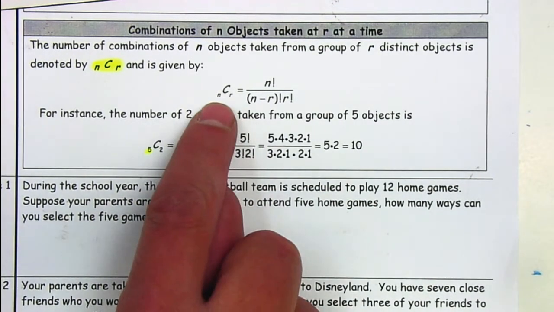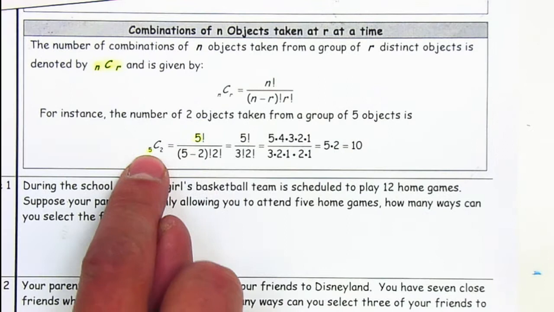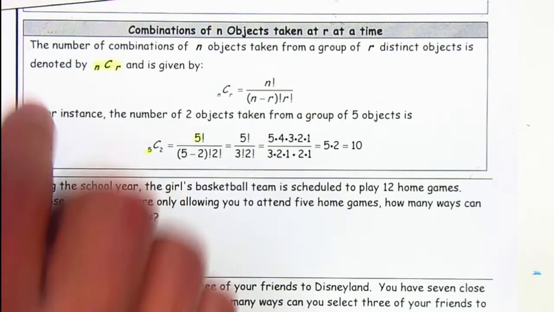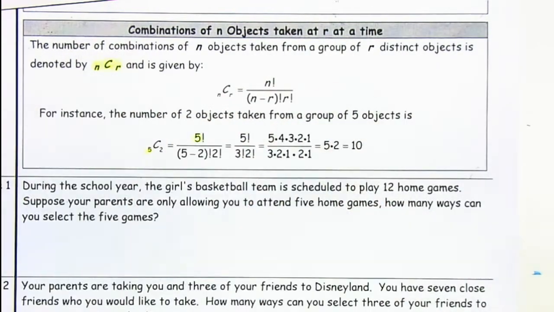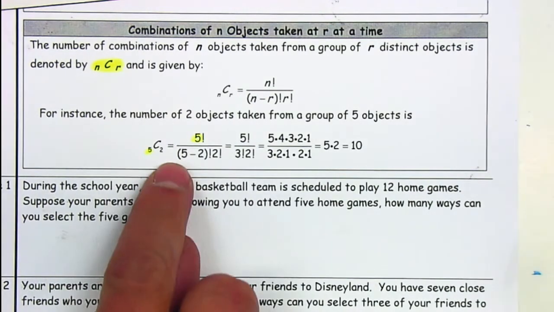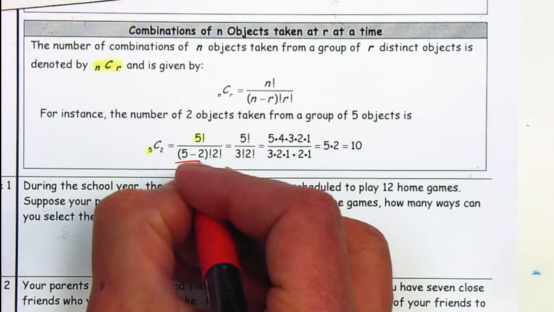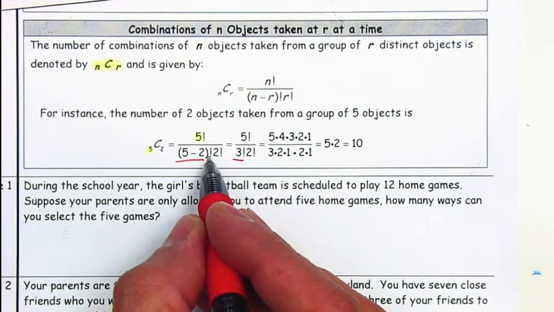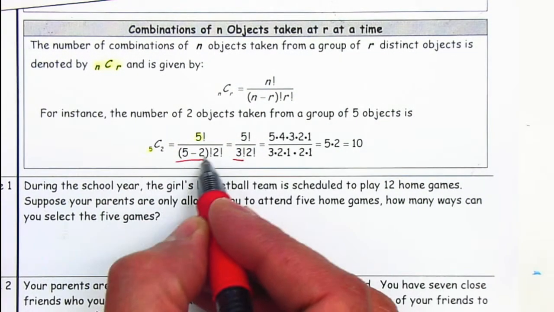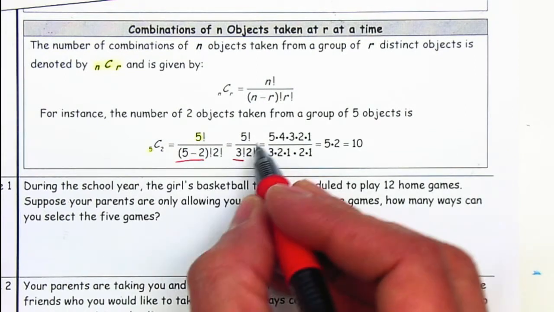Then we're going to take the difference between n and r. In this case, it will be 5 minus 2. Remember, we have 5 objects and we're selecting 2 at a time. So 5 minus 2 will be 3 factorial. So we are subtracting, and that'll give us 3 factorial. And then we just have r factorial, which in this case will be 2 factorial. You won't be able to expand it.